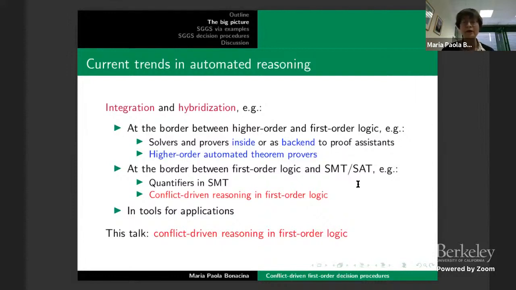But also at the border between first-order logic and SMT and SAT, there are a lot of new things happening. There are approaches for having quantifiers, which is really the essence of first-order reasoning, in satisfiability modulo theories. And that is, if you wish, a migration of something from first-order logic to SMT. But we also have a migration in the other direction, with the lifting of conflict-driven reasoning as in CDCL to first-order logic, which is the topic of this talk.